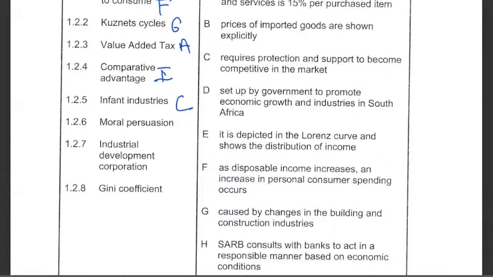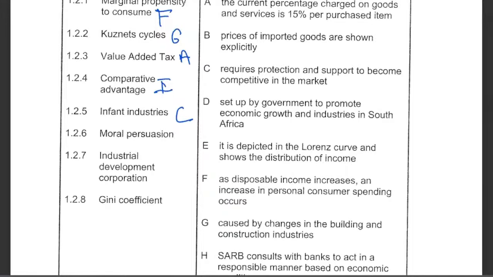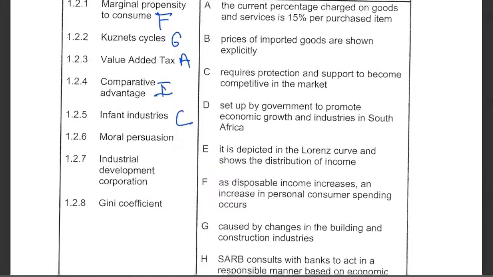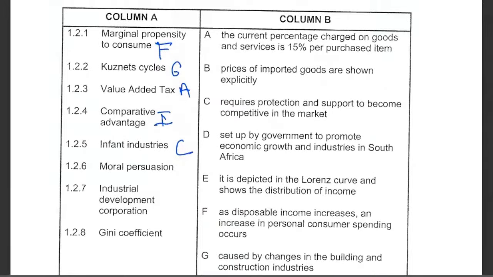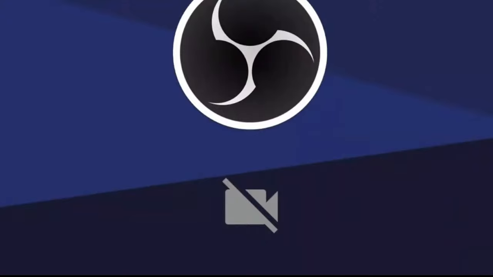We have moral persuasion. In this regard, moral persuasion is when the South African Reserve Bank consults with banks to act in a responsible manner based on economic conditions. So in this regard, our appropriate answer is going to be H. So we have H as our answer, but make sure that you understand each and every question.